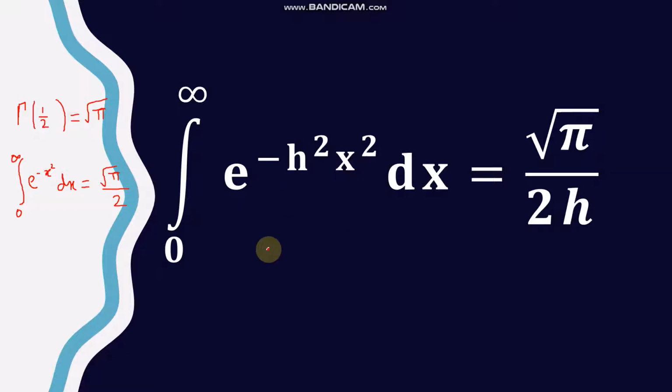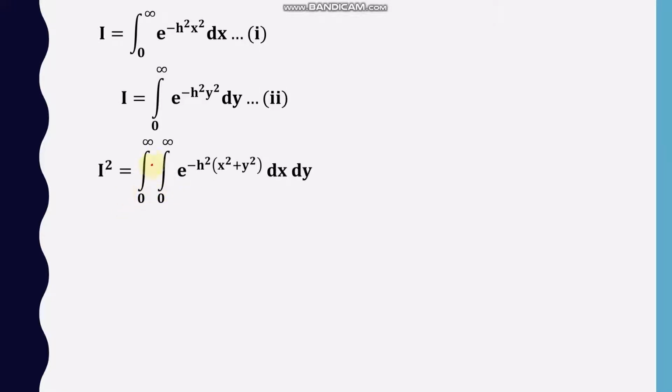So let's prove it. My integral is 0 to infinity e raised to power minus h square x square dx. I can write this integral as 0 to infinity e raised to power minus h square y square dy. Instead of x, I have just changed the variable, I have put y. Now, if I multiply equation 1 and 2, I get I square equal to 0 to infinity, 0 to infinity, double integral will come, e raised to power minus h square, x square plus y square, dx dy. When base is same, powers are added.